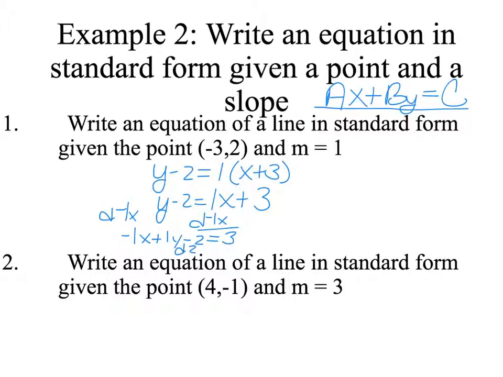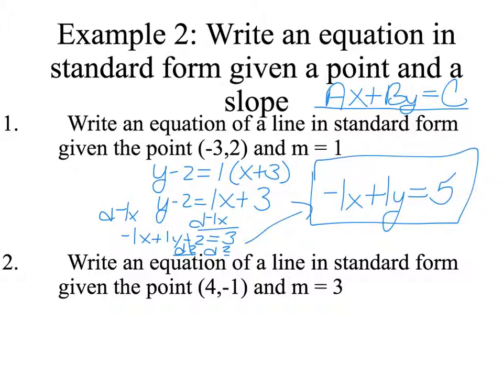I'm almost there. I'm now going to add 2 to each side. And I end up with negative 1x plus 1y equaling 5. And this equation is now in standard form. So all it is, is taking an equation in point-slope form and distributing and moving pieces around until we get it to look like we want.